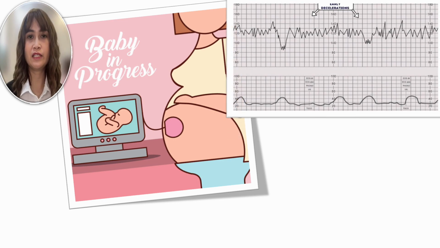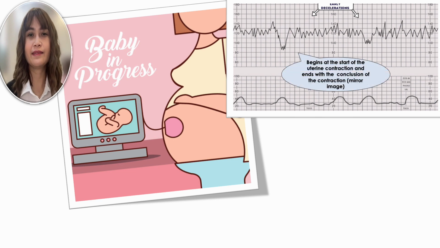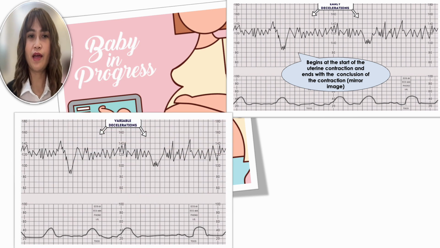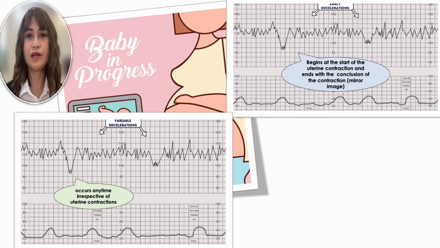First, we have the early deceleration, which begins at the start of the uterine contraction and ends with the conclusion of the contraction. This is a mirror image. This is due to an increased vagal tone because of the fetal head compression. We also have variable deceleration, which occurs anytime irrespective of uterine contractions due to an umbilical cord compression.